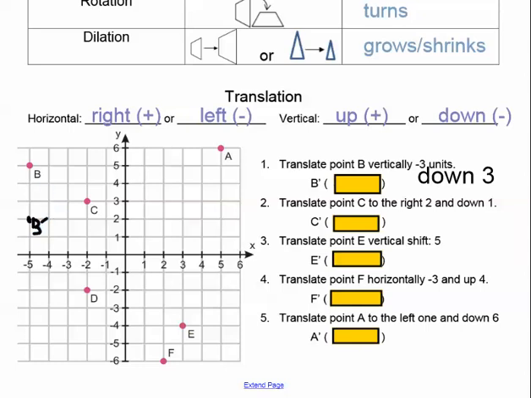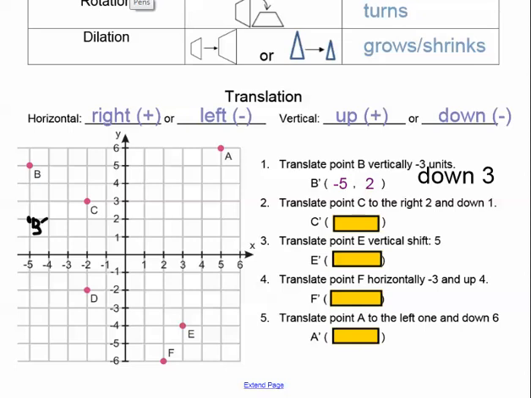And now, where is B prime? Because we can either have to draw it or we need the points. Well, start at the origin, 0, 0. It's to the left 5, up 2. Left 5, up 2. That is -5 for our x and 2 for our y. So that is B prime.